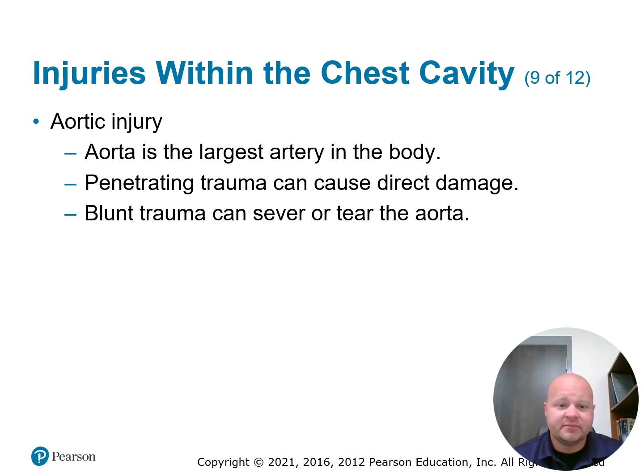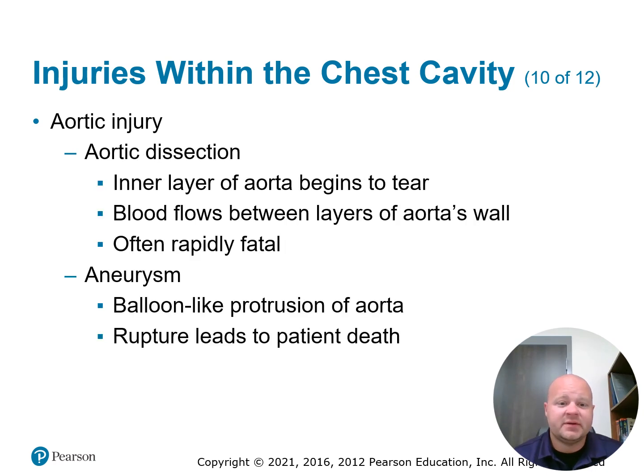An aortic injury. The aorta is the largest artery in your body. Penetrating trauma can cause direct damage. Blunt trauma can sever or tear the aorta. Both those are really bad. So an aortic dissection, that's when the inner layer of your aorta begins to tear. The blood flows between the layers of the aortic wall. That's normally a very, very fast way to die. An aneurysm is like a balloon-like protrusion of your aorta, and rupture can lead to death.